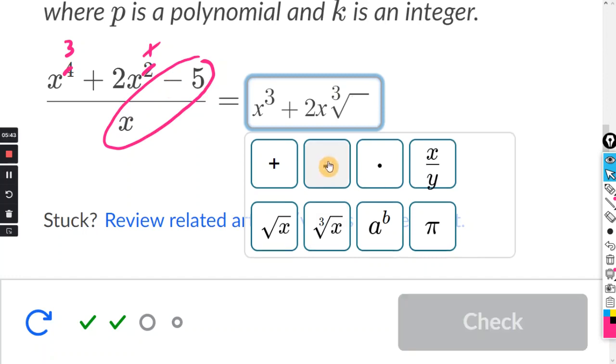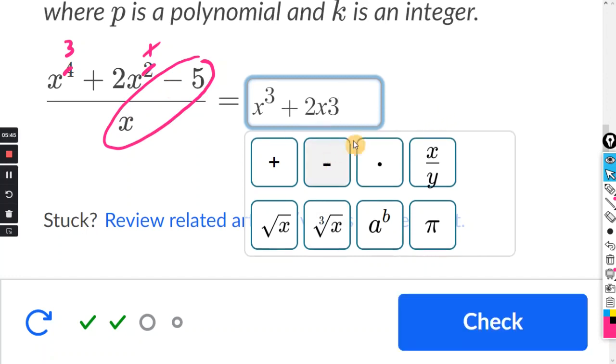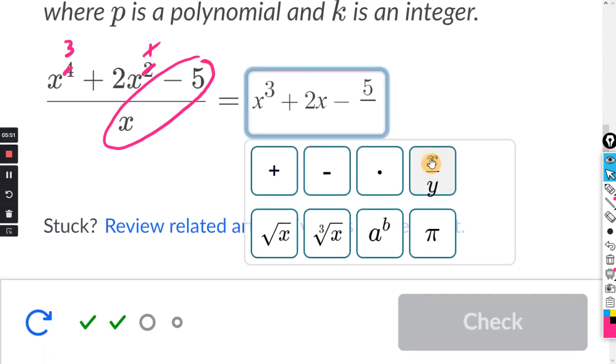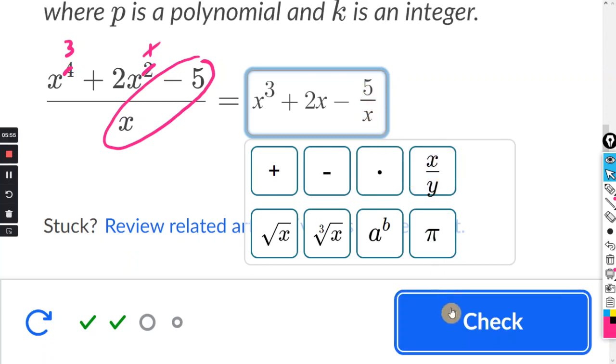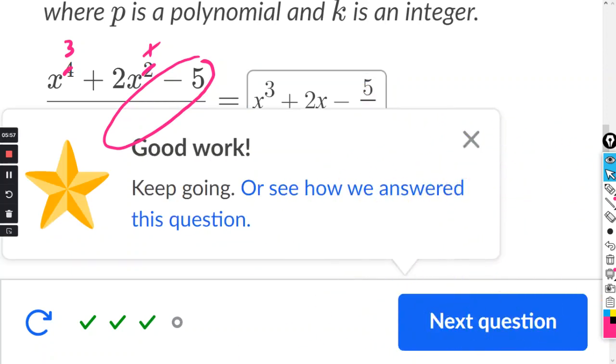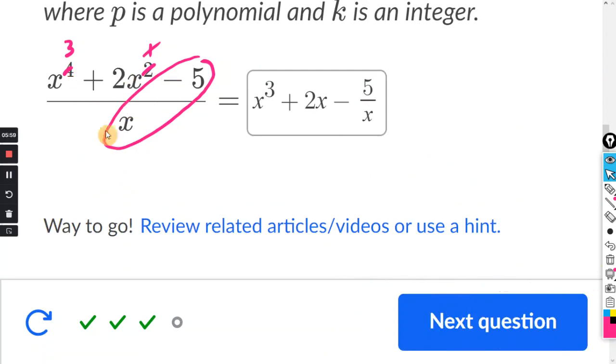So minus 5 over x, or you can just type 5/x. All right, so you can break it up into 3 fractions if you want to, or you can just subtract 1 from each exponent on the x's, that's all.